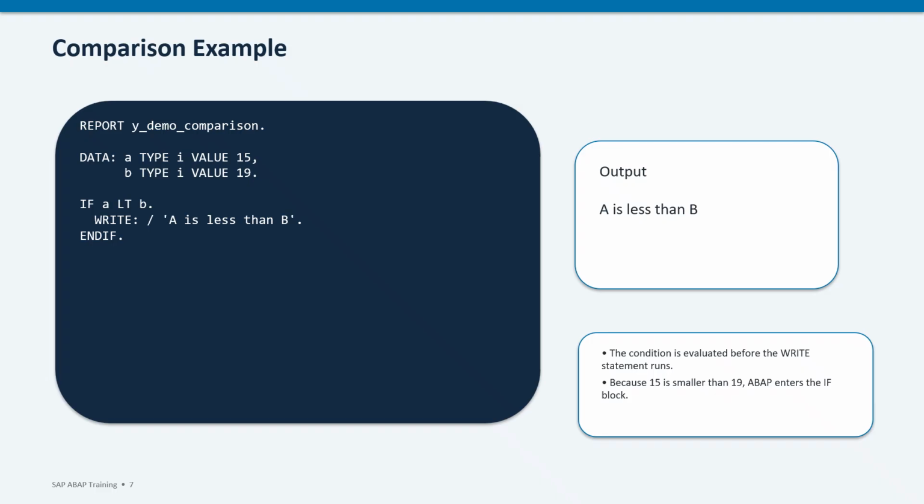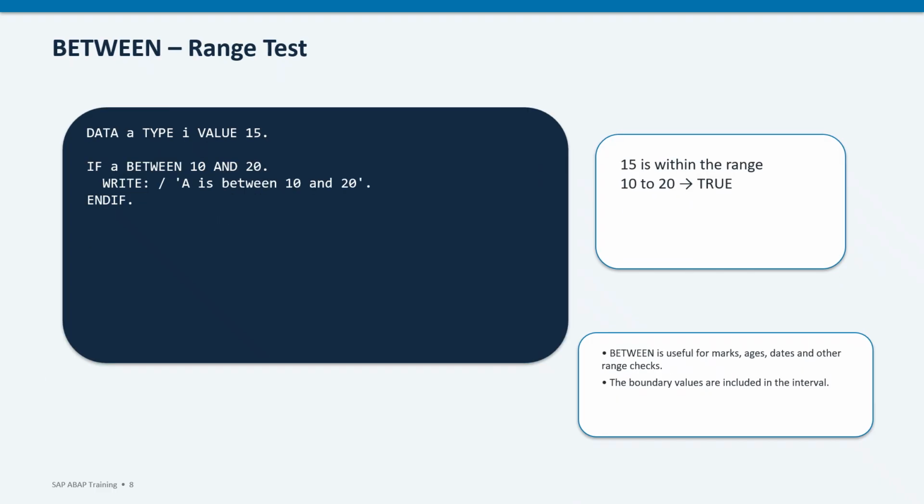That's the comparison operator. Then the next operator is the between operator. BETWEEN is used to check whether a value falls within a particular range. In our example we check if a is between 10 and 20. Here we declared a as 15, and if a is between 10 and 20, the output will come, otherwise no output will come. See, here the output is: a is between 10 to 20.